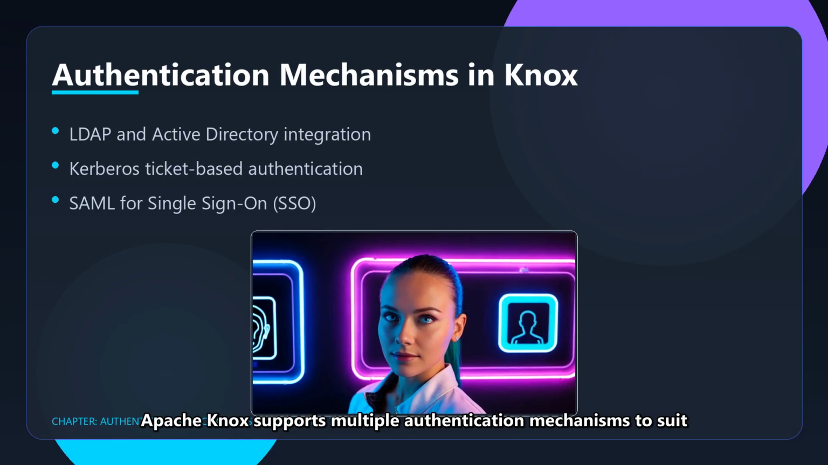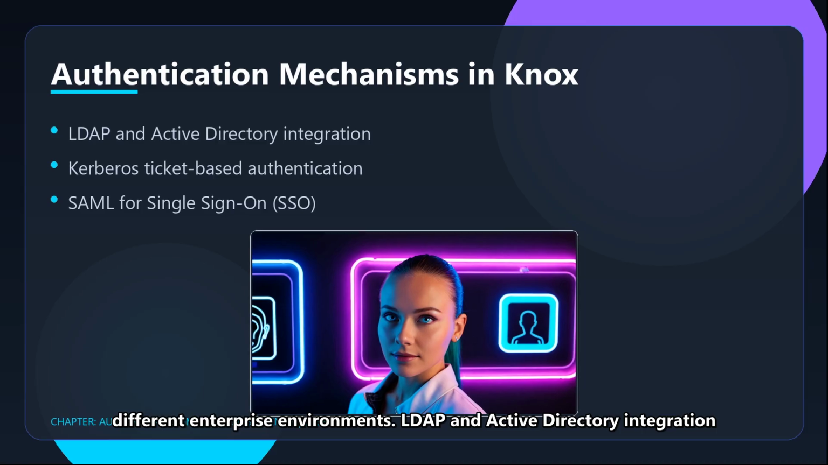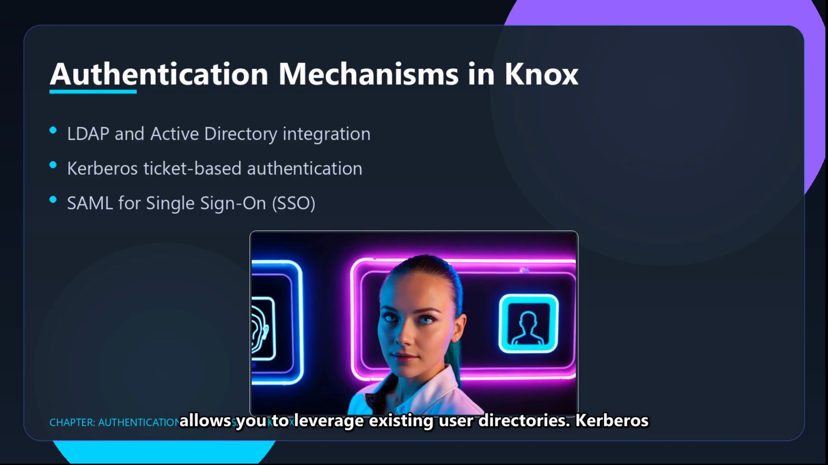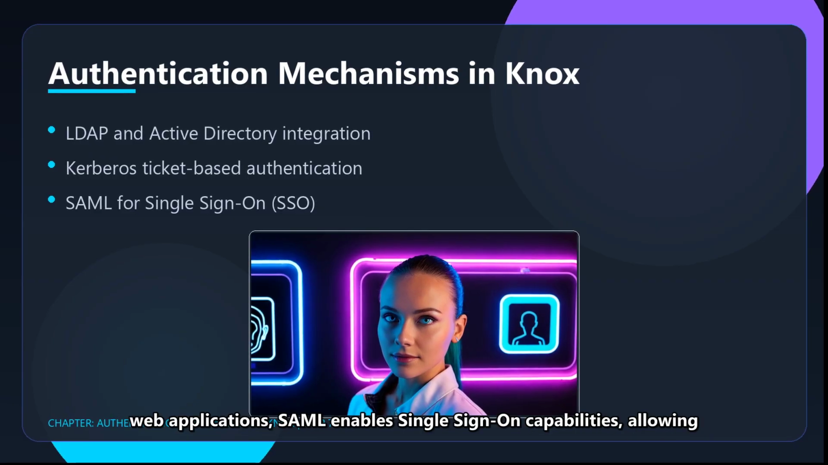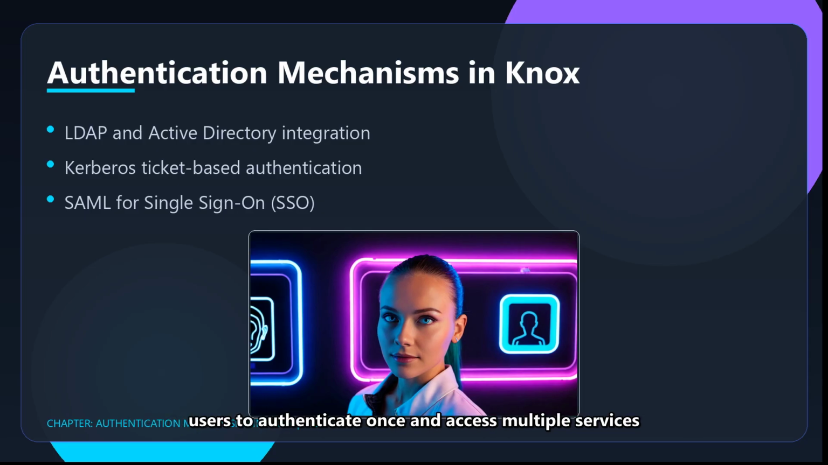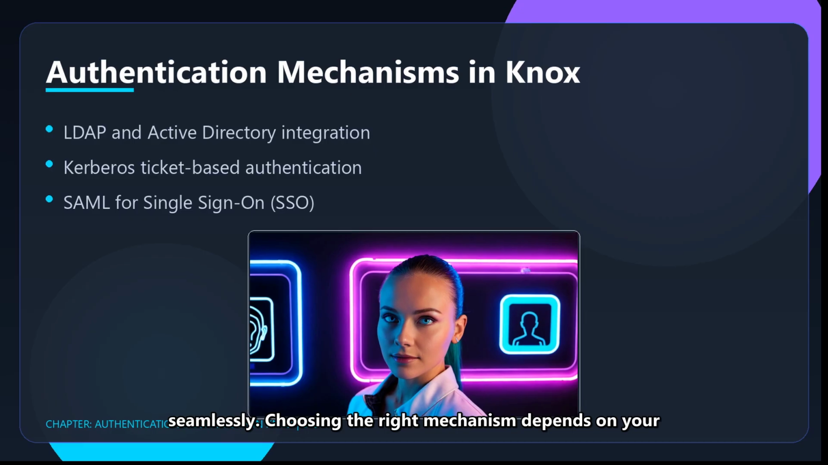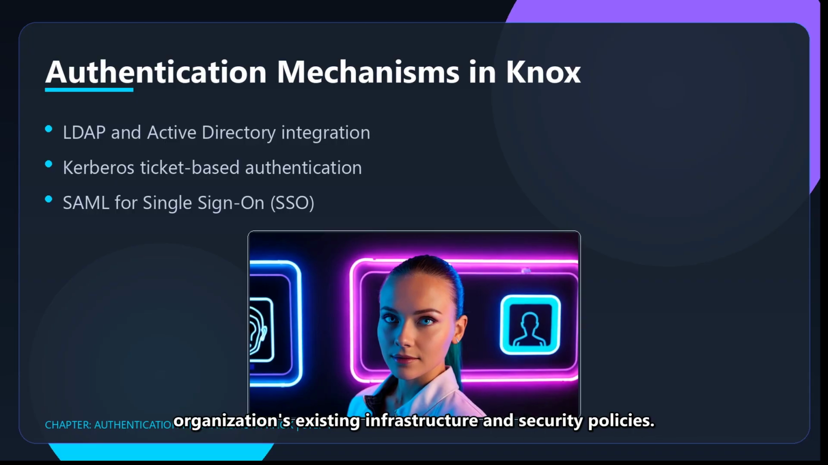Apache Knox supports multiple authentication mechanisms to suit different enterprise environments. LDAP and Active Directory integration allows you to leverage existing user directories. Kerberos provides strong authentication using ticket-granting tickets. For modern web applications, SAML enables single sign-on capabilities, allowing users to authenticate once and access multiple services seamlessly. Choosing the right mechanism depends on your organization's existing infrastructure and security policies.